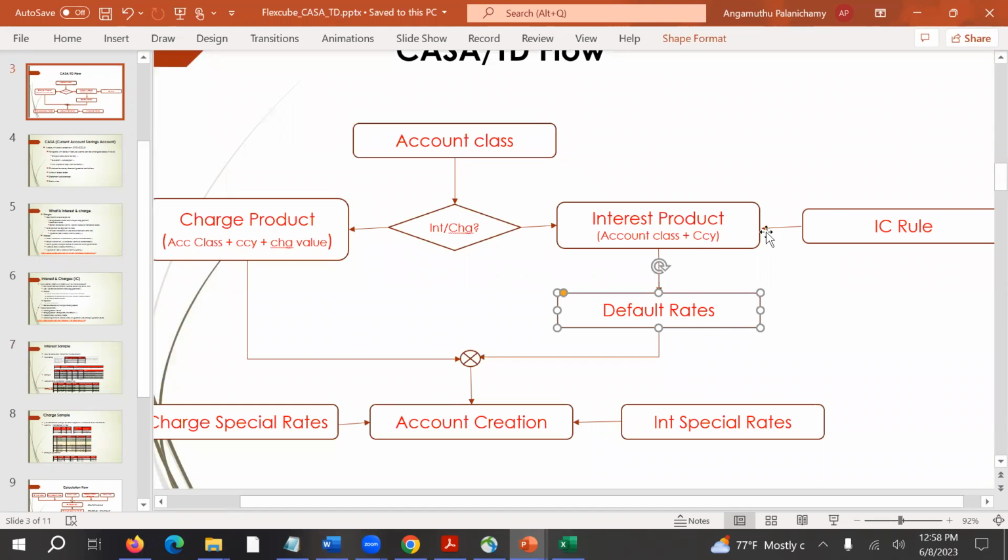After attaching my IC rule to the product, I create it and link it with the account class and currency, and then I come to the default rate, either here or here. Here is the default rate. If I want to give a special rate, then I mention it here. This is at the account level only, no? At a high level, all our salary accounts will not have any special rate. Special rate comes for some corporate accounts, and 90% of the accounts go with the default rate only, either floating or fixed.